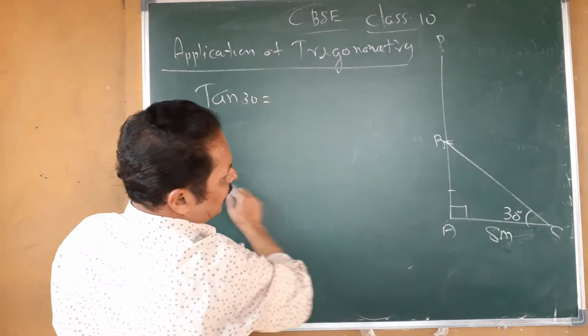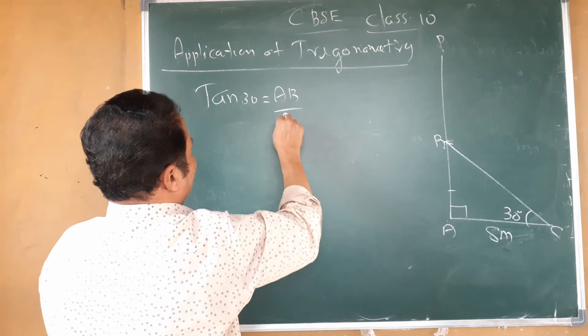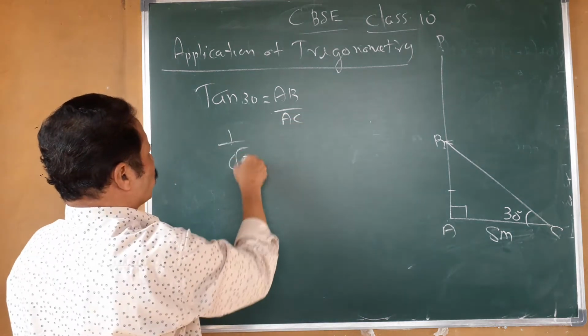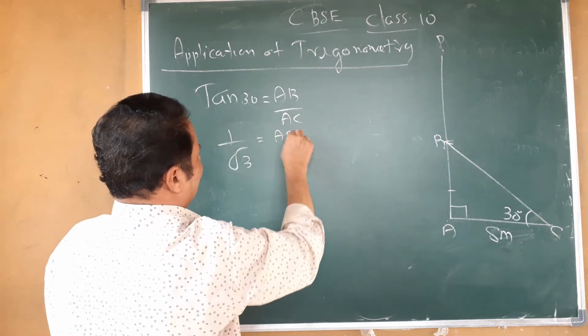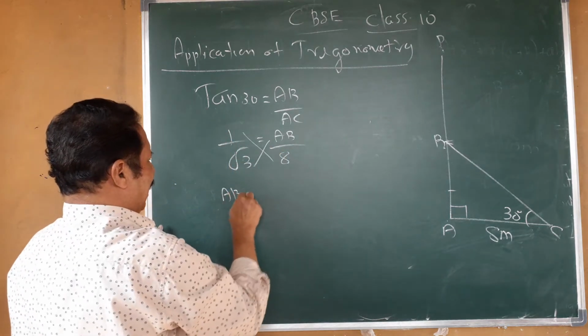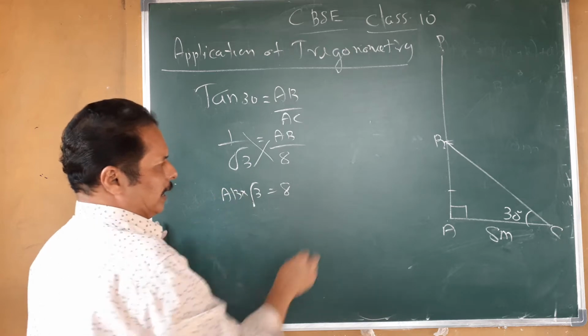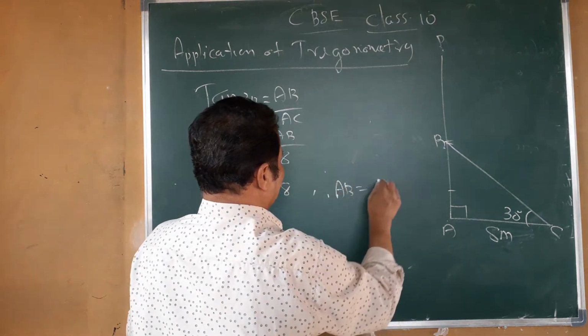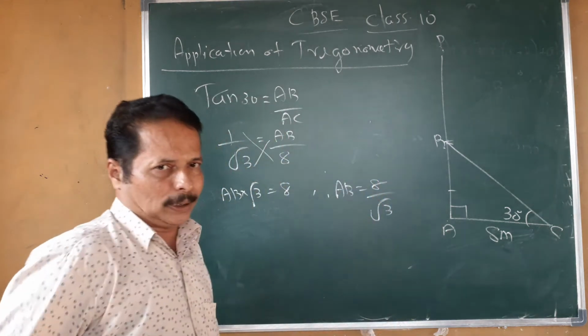So tan 30 equal to, in the figure, AB by AC. The value is 1 by root 3, equal to AB by AC, equal to 8. Then cross multiply: AB into root 3 equal to 8. Therefore, AB equal to 8 divided by root 3.